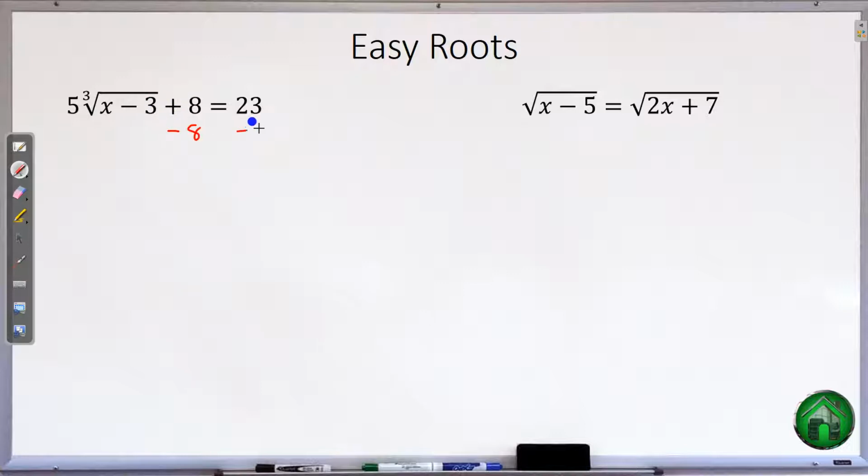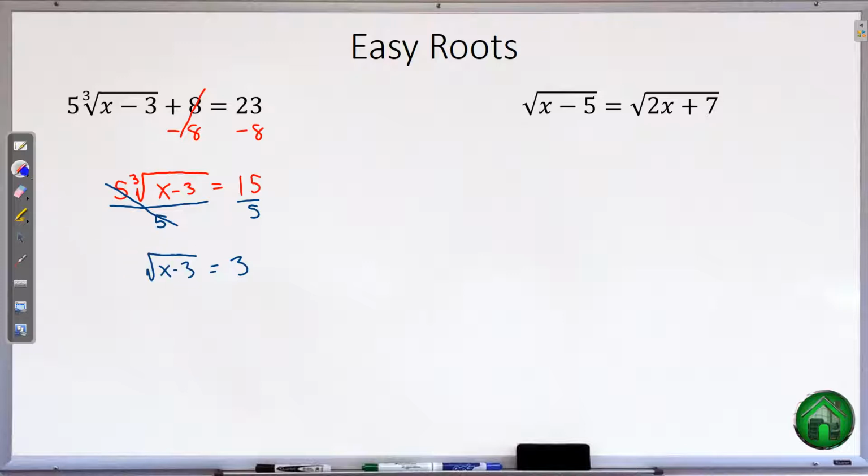So we're going to minus 8 to both sides. So the 8's go away. 23 minus 8 is 15. Then we'll rewrite what's left over. We've got the 5. We've got the cube root of x minus 3. Alright, so we still have a 5 on the outside, so we're going to get rid of that next. So divide everything by 5. So the 5's go away. 15 divided by 5 is 3. And we've still got that equal to the cube root of x minus 3.